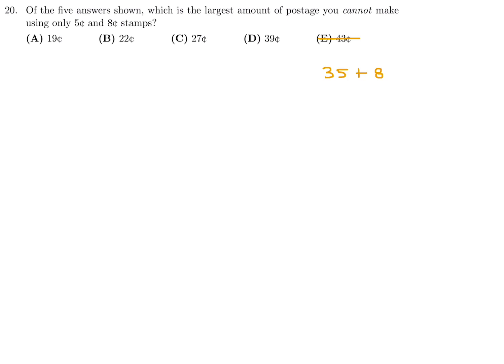Let's go to 39. 39 you can. 15 plus 24 would do it. That's basically 3 5-cent stamps and 3 8-cent stamps. So that can be made, so that's gone. 27. 27 is the one that if you fiddle around with any possible variations of 5 and 8-cent stamps, it cannot be made. And that's the largest of the remaining answer choices. So 20, the answer is C.